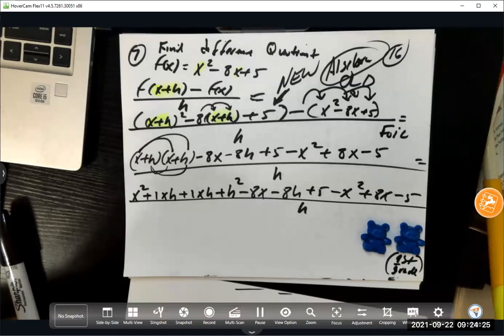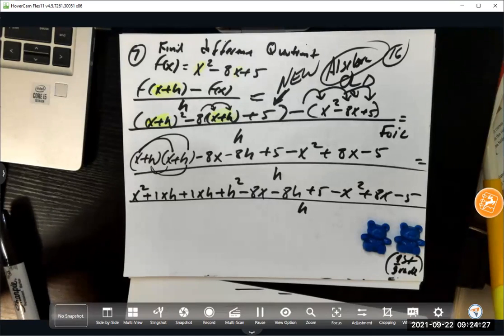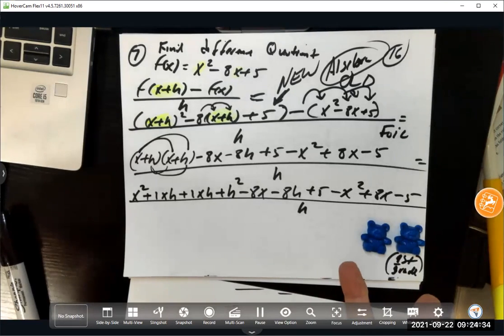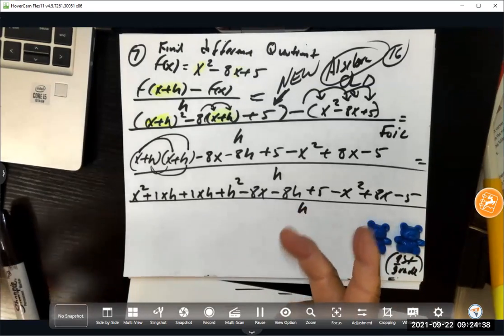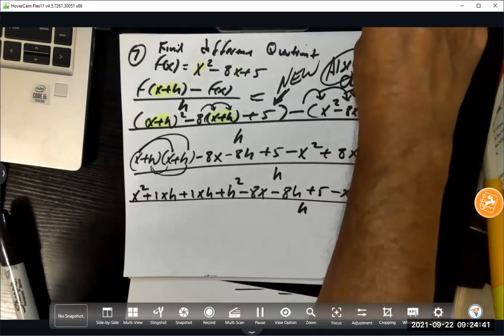What are you gonna say? One bear plus one bear is how many? How many? 2. 2 bears, right? Yes. One bear plus one bear is 2 bears. All right, so I'm gonna use that skill right now.